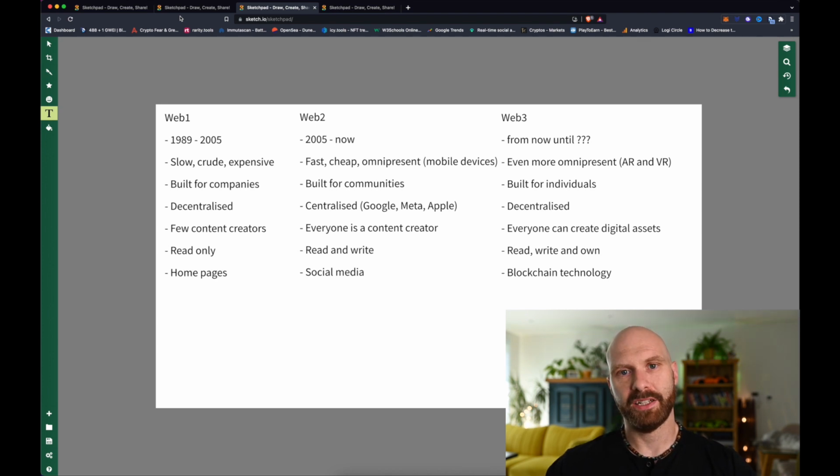So we're seeing essentially this shift, or we will be seeing this shift, from very few big corporations having the control over the internet, to individuals having control of their own little corners of the internet, if that makes sense. And what this also means is that the internet will go back to being decentralized, just like it was in Web 1. Because there won't be huge companies controlling everything, everyone will have more power, and therefore it will all be a bit more balanced.